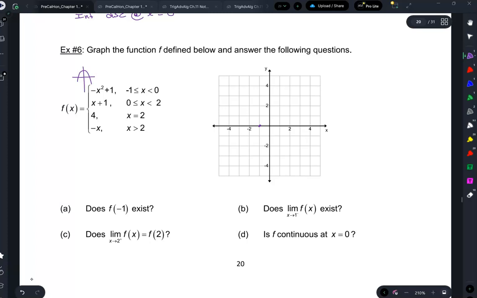It does close later, yes. Okay, so then for the next one, at 0, it's 1, closed, so we close it. Then at 2, it's 3, and this is just a linear function. Oh, that's open as well over there. I'm just missing those open circles today, okay?